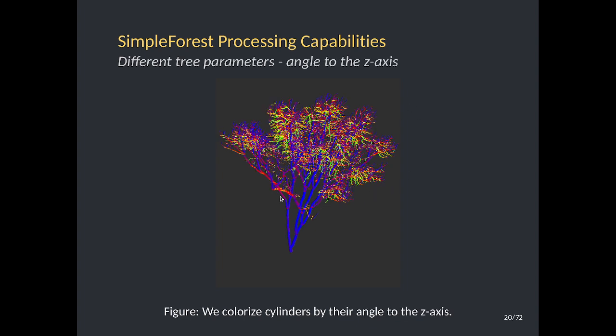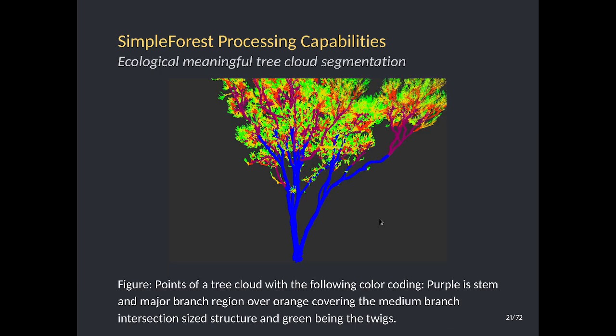And for each cylinder, we can also look if it grows vertically, then it's blue, or more horizontally, then it's greenish. So green is horizontal branches, and blue is the vertical growing direction. Orange is the intermediate one.